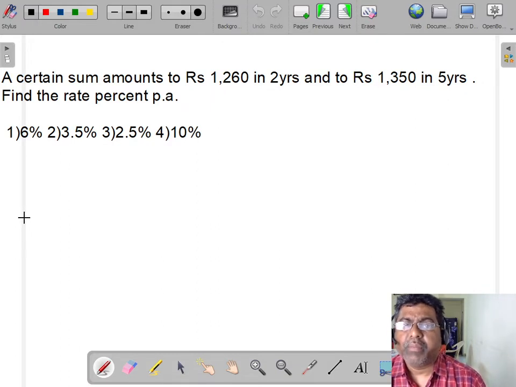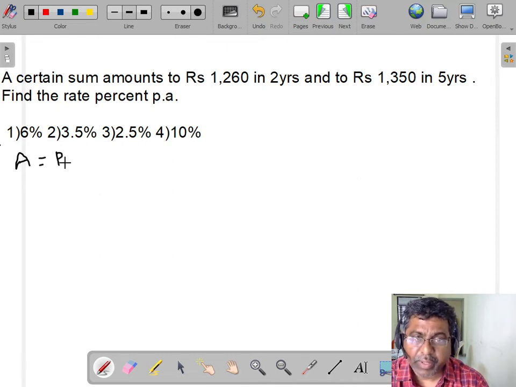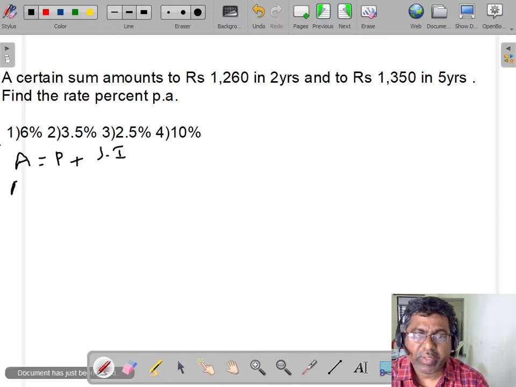A certain sum amounts to rupees 1260 in 2 years and to rupees 1350 in 5 years. Find the rate % per annum. So he is telling the amount. First of all, what is the formula for amount? This is a big problem actually. Amount A is equal to P plus SI. We know the formula amount A is equal to P plus SI. So now write down the amount: the amount is 1260.